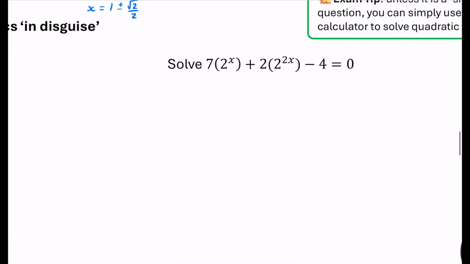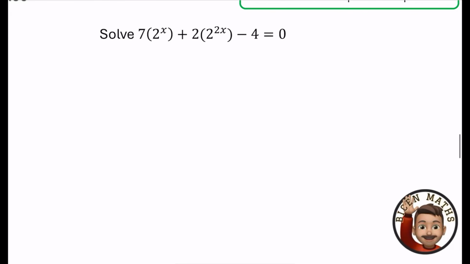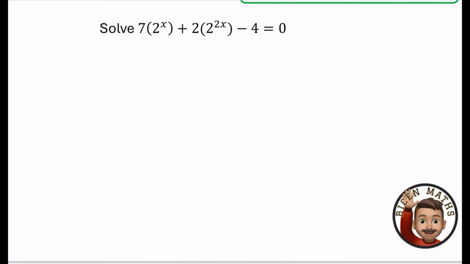And again, this is another quadratic that is in disguise, but it's a little bit harder to see for this one. Now, I think the thing I'm going to use for my substitution is I'm going to say that y is equal to 2 to the power of x. And if I did y squared, well, that's 2 to the power of x squared. Remember, indices, you multiply these together, so it's 2 to the power of 2x. And now I can see that's going to be my y squared, and that's going to be my y.